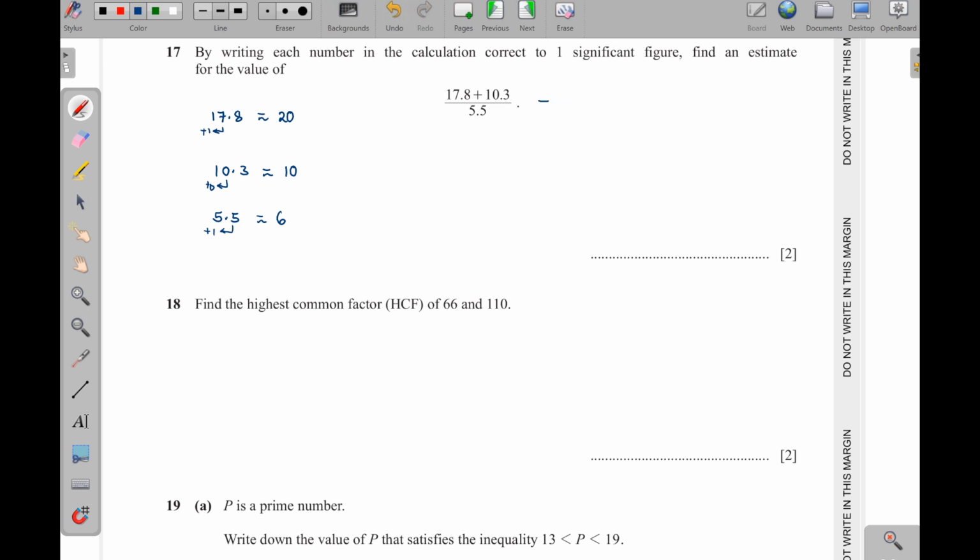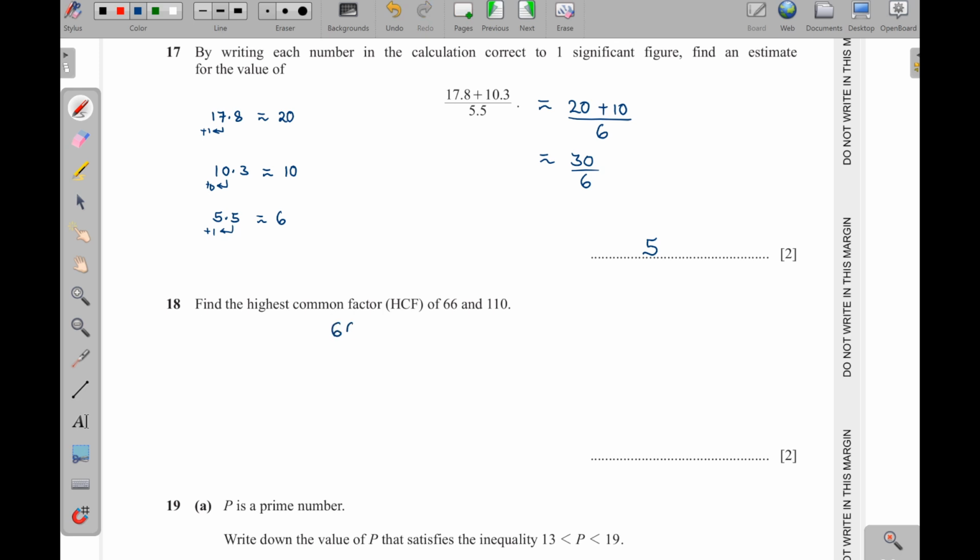That means here we are going to have 17.8 is now 20. Okay, then 10.3 is 10. Then we are dividing by 6. This one is going to be 30 divided by 6, and this one will give us a 5. As simple as that.